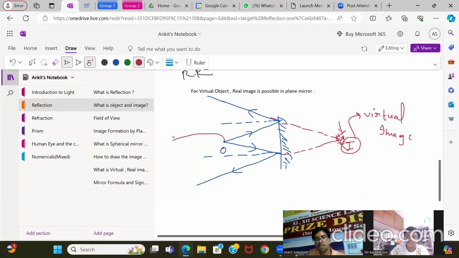What type of object is this? Real or virtual? Real, very good. Why real? Because at this point, rays are diverging.